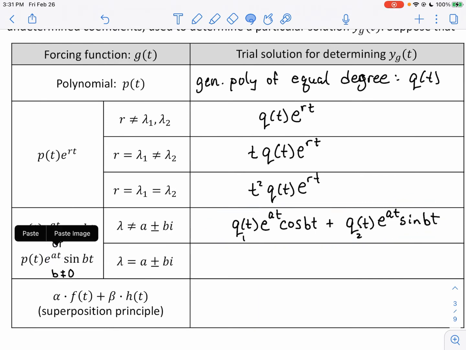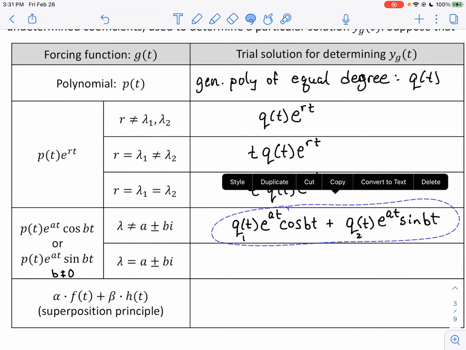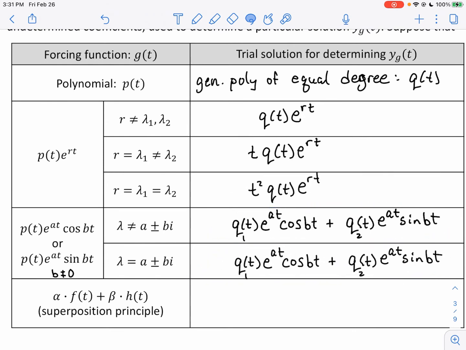Now, if the a and the b in your forcing function match the a and the b from your complex conjugate roots of the characteristic polynomial, if they match perfectly, then you're going to have to take the previous trial solution and multiply everything by a t. So you're going to have an extra t in front of here and in front of here. Okay, we're going to see some examples of all this in a moment. This flow chart can feel kind of confusing when you first are exposed to it.